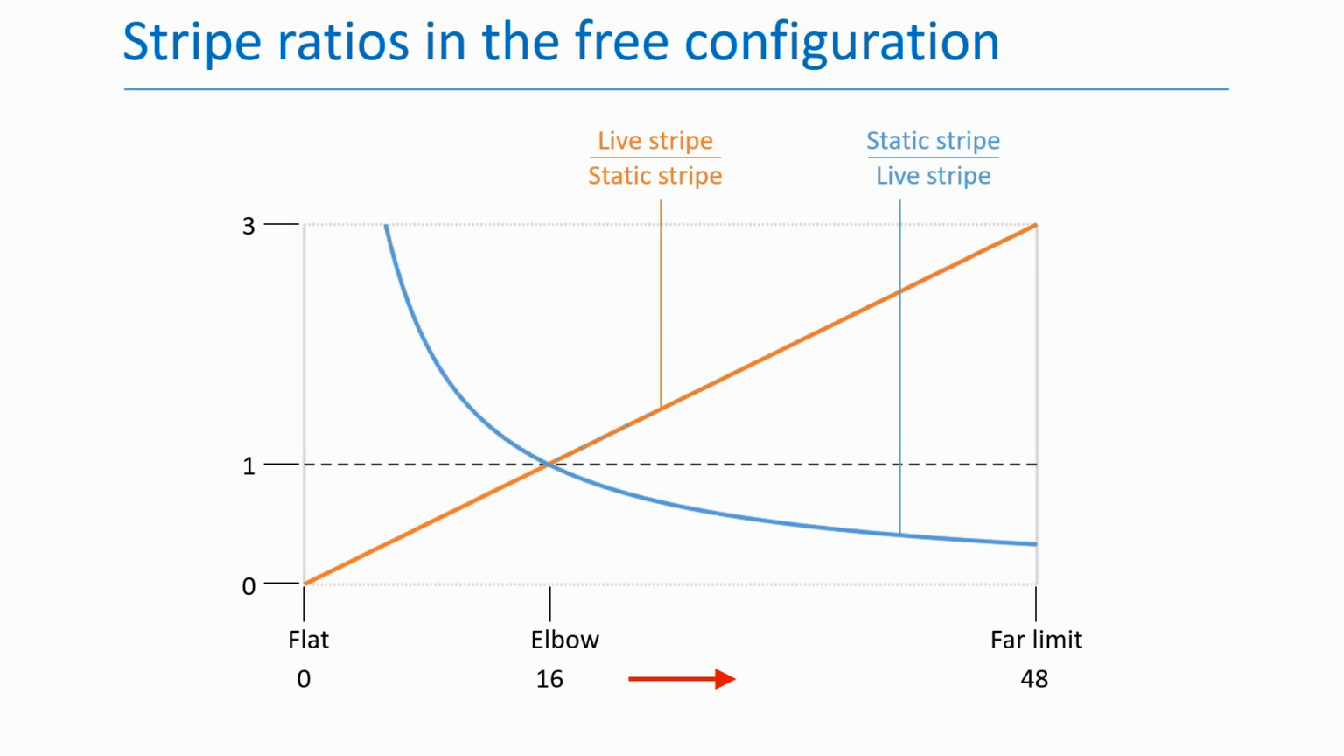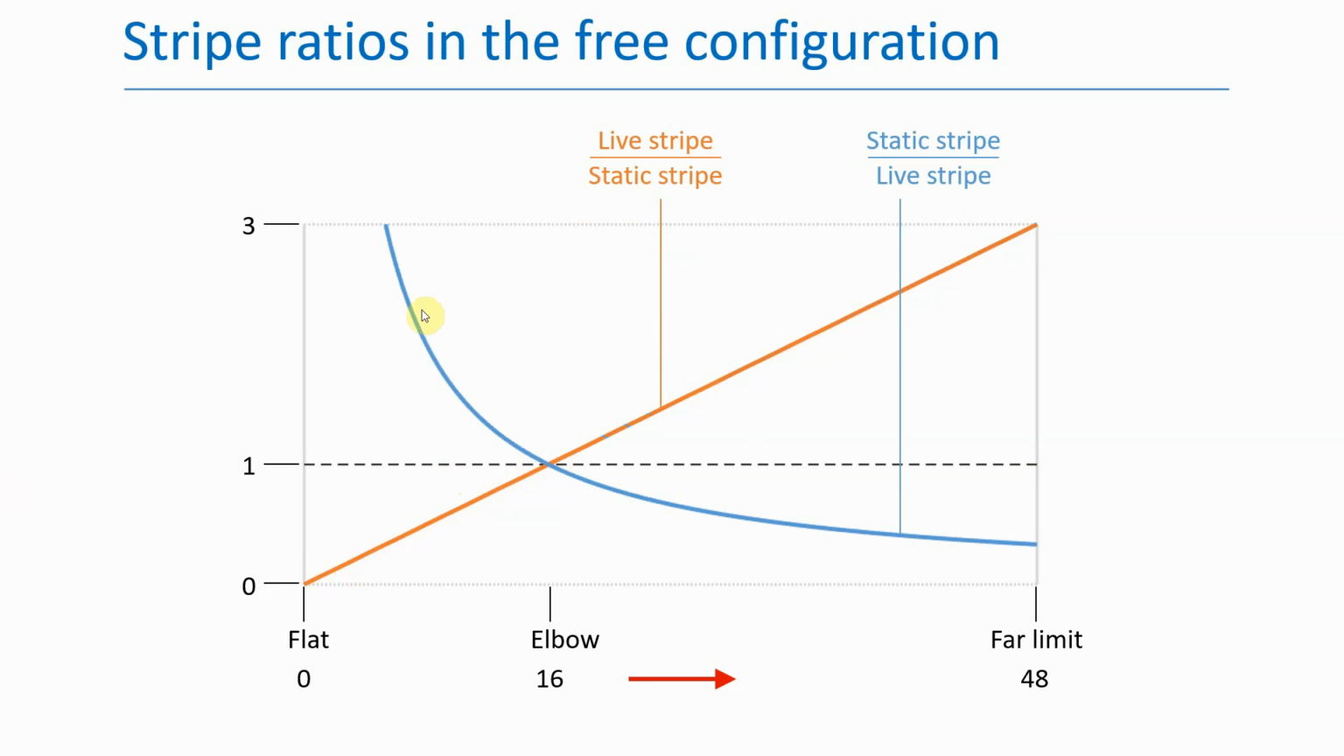To understand the parity, we first need to look at two different functions, which are two different ratios between the stripe widths. The first function is the live divided by the static, and it looks very similar to the live stripe itself, except that it's normalized to 1 at the elbow.